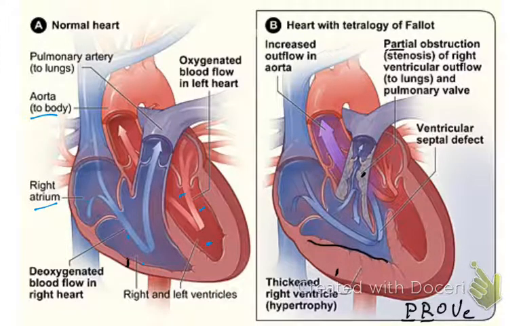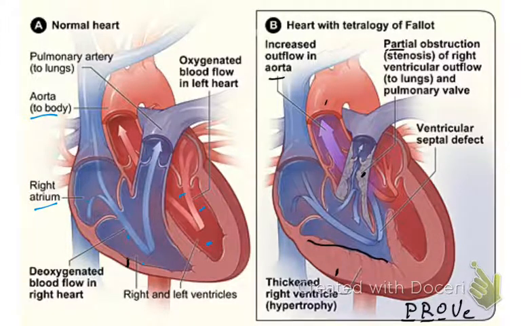Now probably you're saying, I can see it, but then the other one is the O. So the O is for overriding of the aorta, and what happens is that there is an increased outflow in the aorta, okay, which is right here.